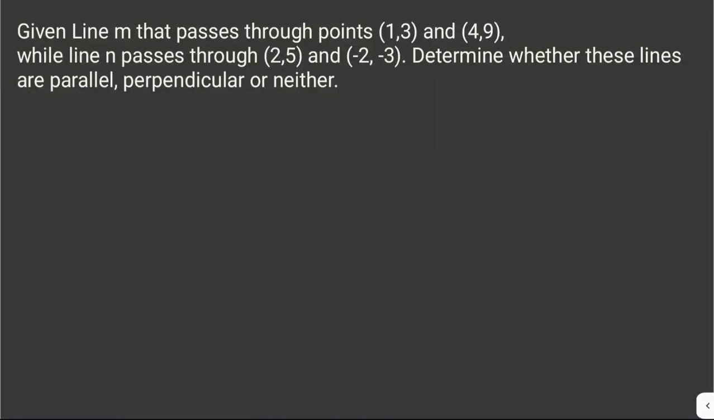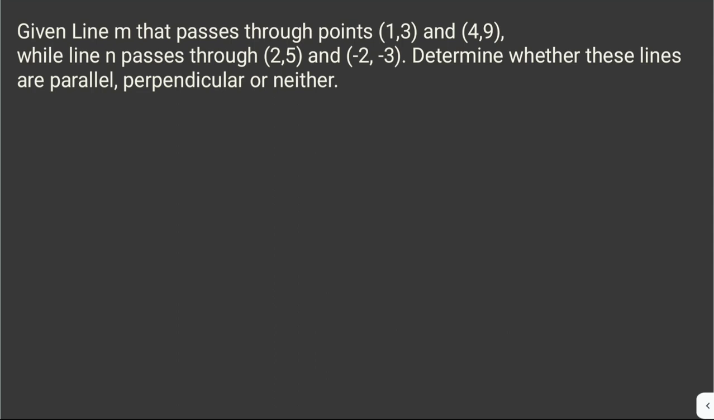Given line M that passes through points (1, 3) and (4, 9), while line N passes through (2, 5) and (-2, -3), determine whether these lines are parallel, perpendicular, or neither. So how are we going to determine whether the lines are parallel, perpendicular, or neither? All we have to do is solve for the slopes of the lines.